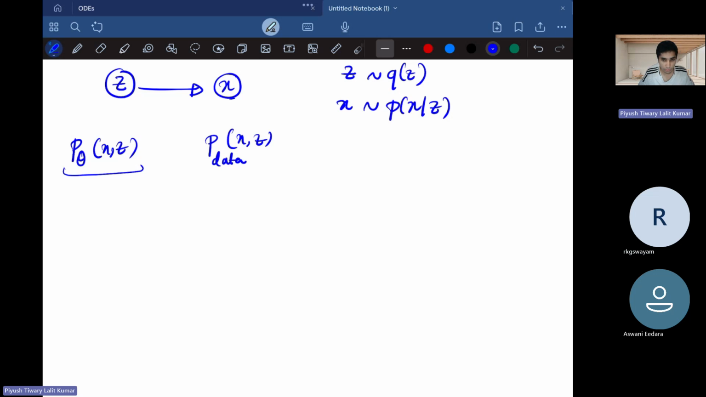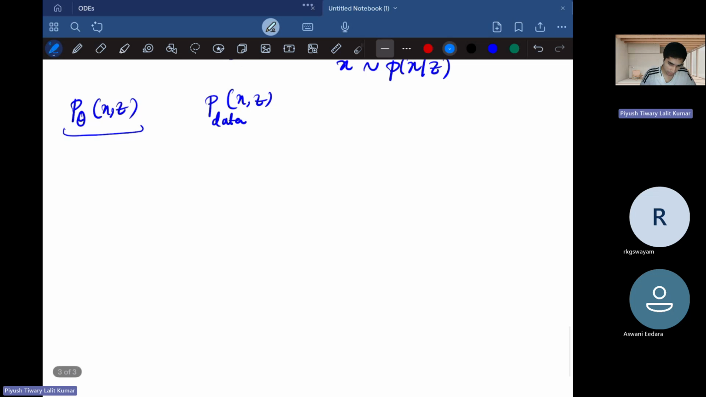But how do we quantify this closeness? We need some sort of notion of closeness. If we recall our preliminaries, at the start we saw exactly something related to closeness of distributions, which was the KL divergence. So we are going to use that. We are going to obtain this theta star, which is the argmin, so we are going to minimize over theta.